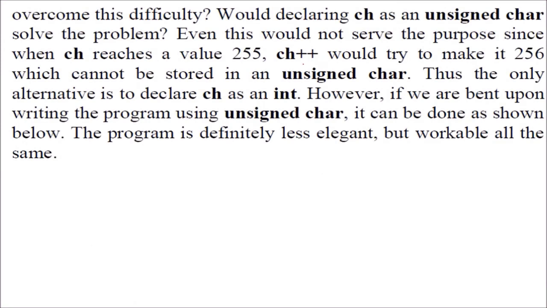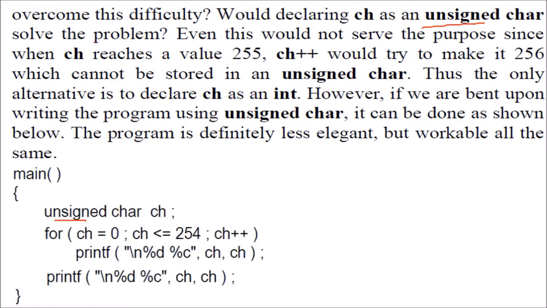So how to overcome this difficulty? We have unsigned character for this. In the same program, if you write unsigned character and put the limit as 254, not 255, because the range is 0 to 255, that means the total number of values available to you is 256. So when you start with 0, you only go up to 255. So if you check 255, you are already ahead by 1.